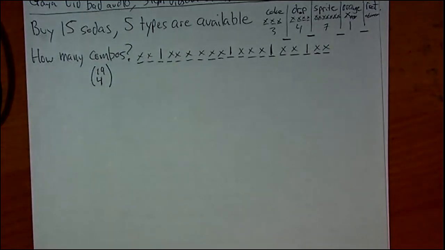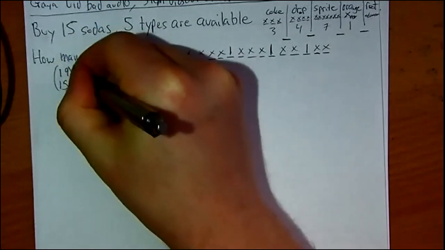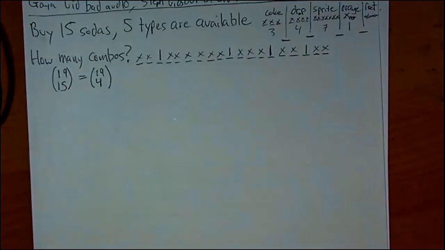How else could you think about it? What else could you think about where to place, rather than where to place the dividers? Good, where to place the sodas. And so what would that be equal to? What choose, yeah, good. 19 choose 15. Which had better be equal, right? And in fact, they are equal. 19 choose 15 is equal to 19 choose 4.